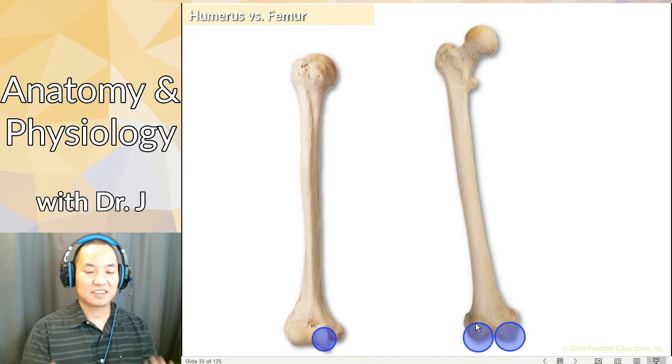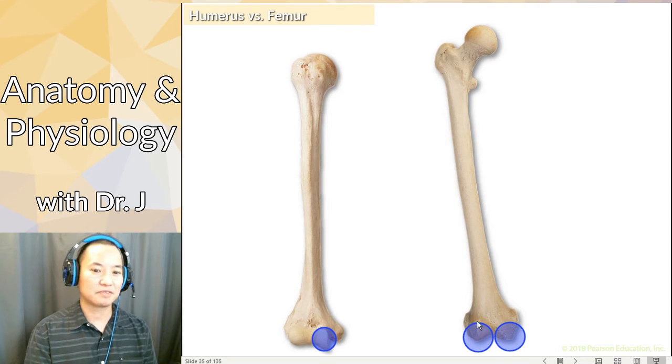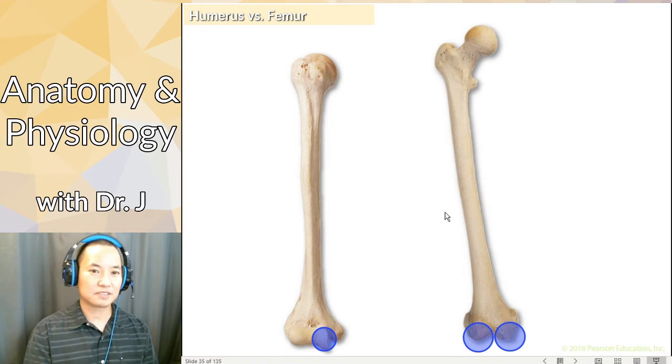So I look at whether the condyles are kind of symmetrical and proportionate, or are they distinguishably different in appearance? If they're different, it's probably a humerus. If they're very similar, it's probably a femur. There are more things you can look at, like the linea aspera and others, but this is what I look for when I try to identify a humerus versus a femur.